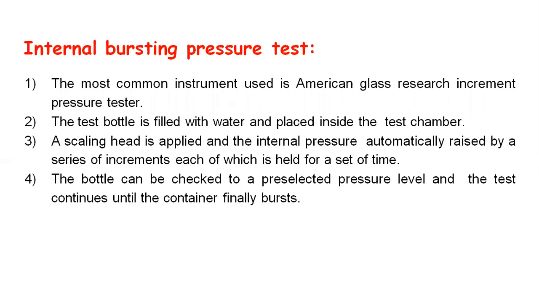Internal bursting pressure test. The most common instrument used is the American Glass Research Increment Pressure Tester. The test bottle is filled with water and placed inside the test chamber. A sealing head is applied and the internal pressure is automatically raised by a series of increments, each of which is held for a set time. The bottle can be checked to a pre-selected pressure level and the test continues until the container finally bursts.